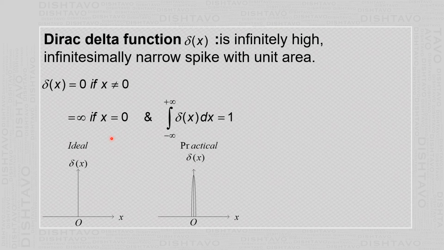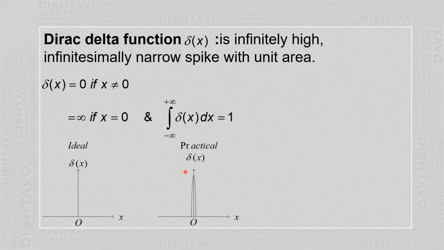Let us consider first the ideal case, the graph of delta x against x. So for different values of x, the value of delta x is plotted. You find in this graph that at the origin it has a value and it is going up to infinity, and for all other values of x, delta x is 0. So delta x equal to 0 if x is not equal to 0, and delta x equal to infinity if x equal to 0.